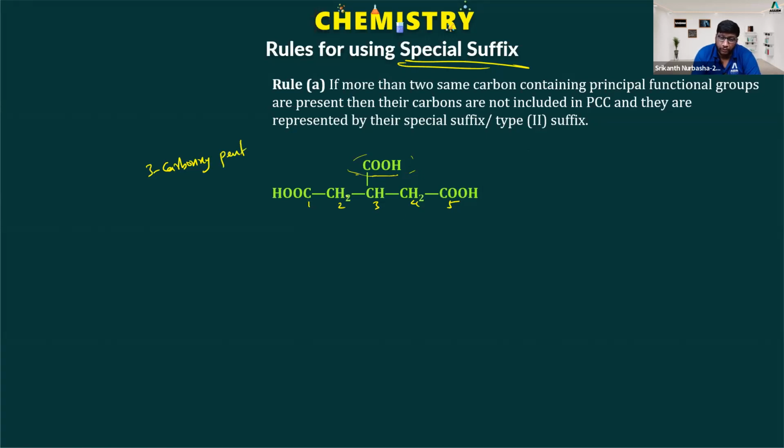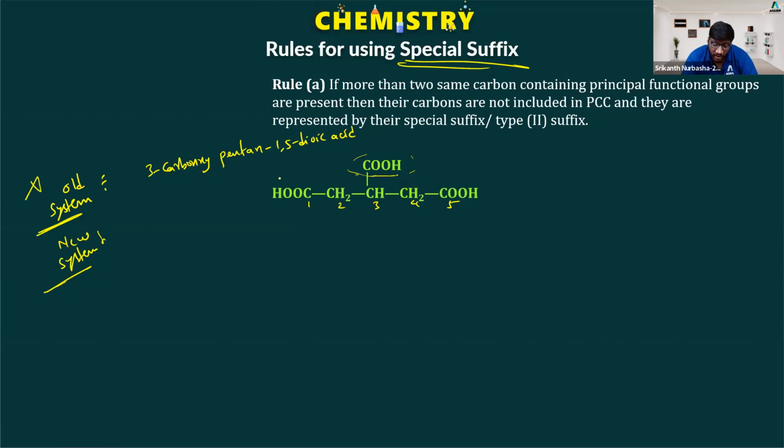How many carbons are there? 5 carbons. So pentane, 1,5-dioic acid. This is the old system. That is how the name of this compound has been given in the old system. But the new system name has been changed.